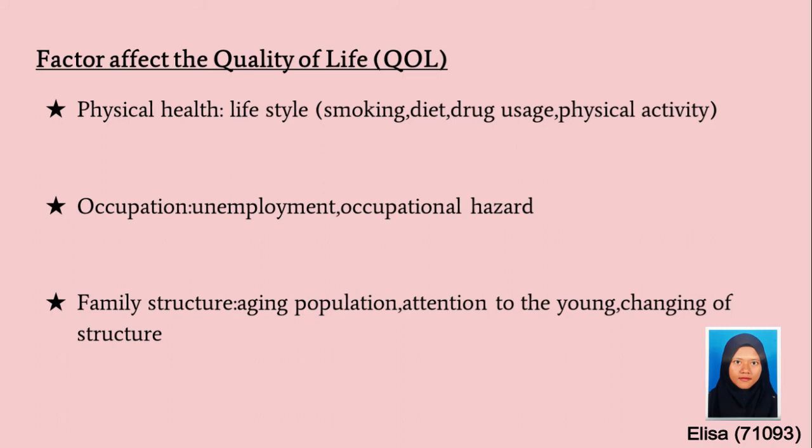Factors that affect the quality of life. It is influenced by the balance between ideality and reality in the lifestyle habits, which are physical activity, diet, smoking, alcohol, and drug usage. Other than that, occupations, which are the employments and the occupational hazards. Next is family structure, which includes aging populations, attention to the young to get a better life, and changing of the structure of the family.